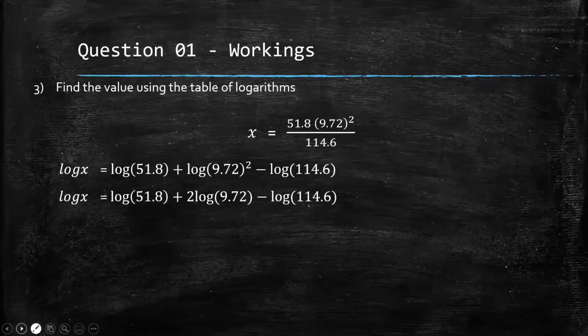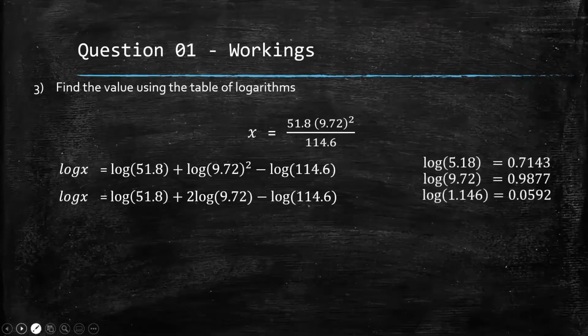All right. So now let's find the values. Log 5.18, we got the value 0.7143. And log 9.72, we got 0.9877. And log 1.146, the value is 0.0569, and you add 23. I think you can remember we add 23 to this corner, so it becomes 0.0592.